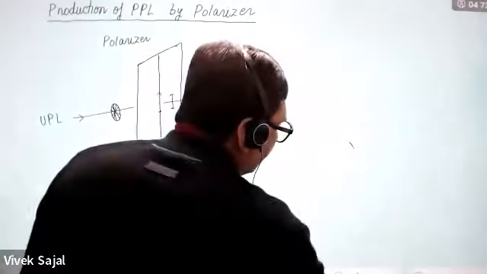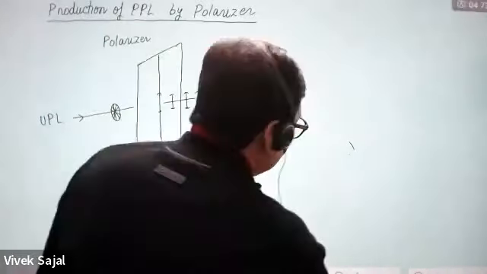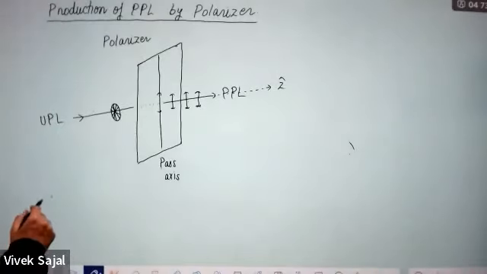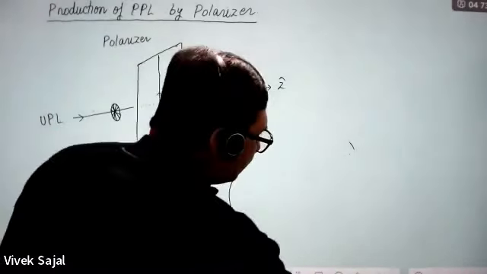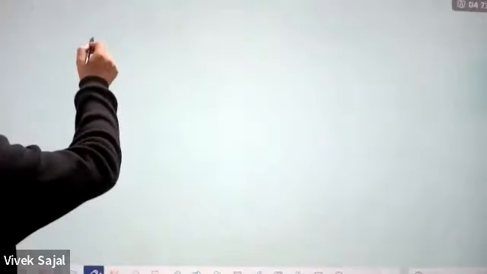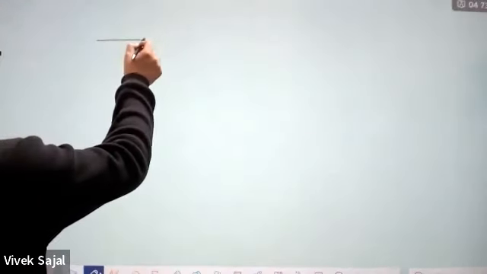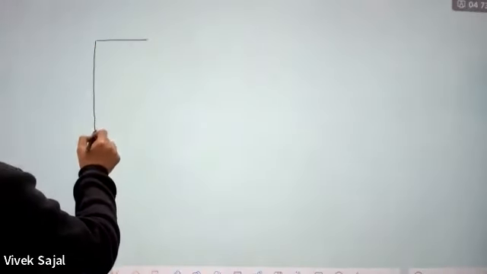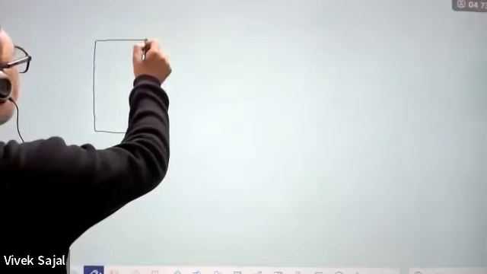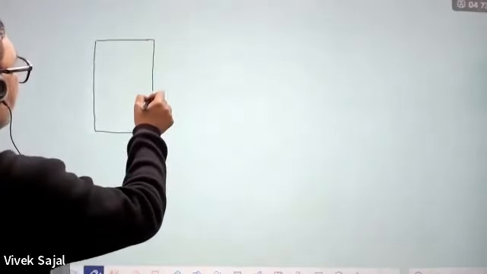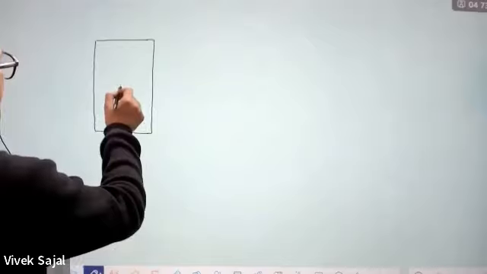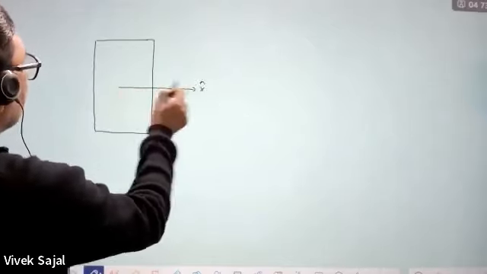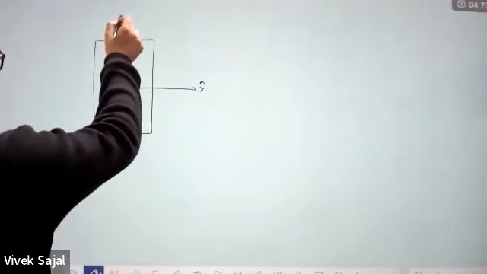So how can I show this? I'm showing a polarizer here. This is the polarizer. And I'm saying this is the x-axis, and this is the y-axis.